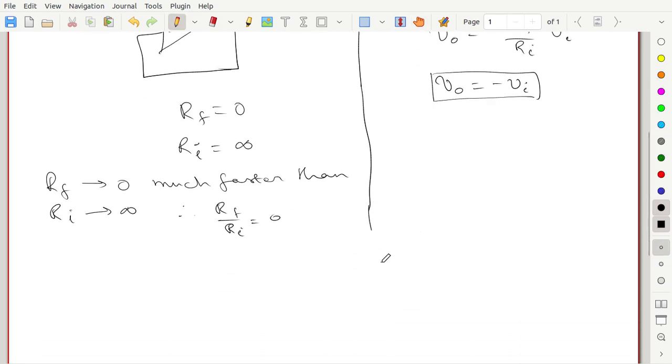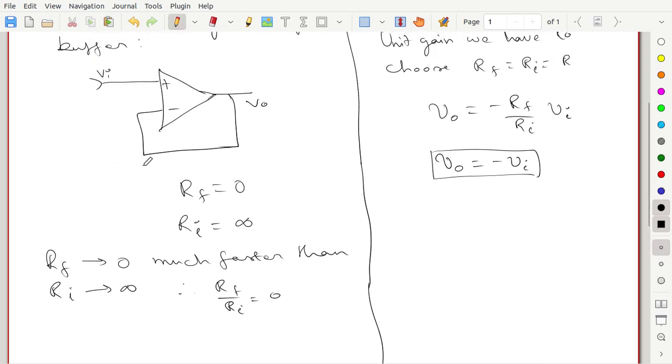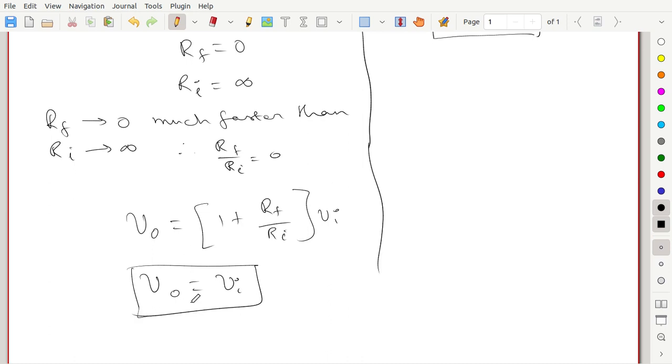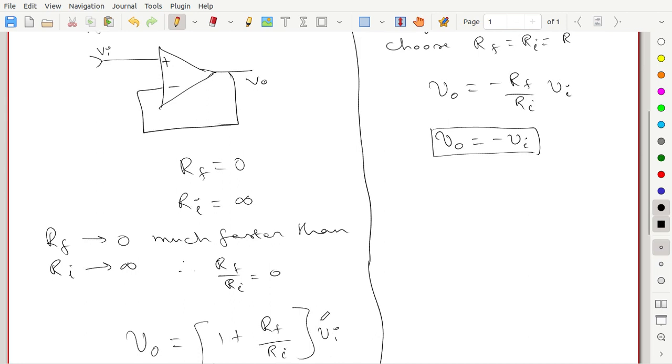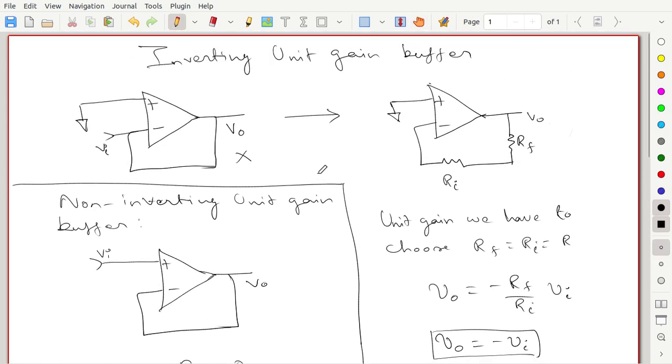So since we are using a non-inverting configuration, we know that the output voltage is 1 plus RF by Ri times the input voltage. Since this term is 0, we have output voltage equal to input voltage. So this is a non-inverting unit gain buffer. Remember the formula, don't confuse it with the inverting unit gain buffer.